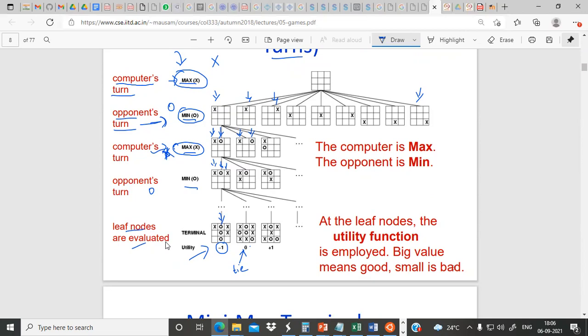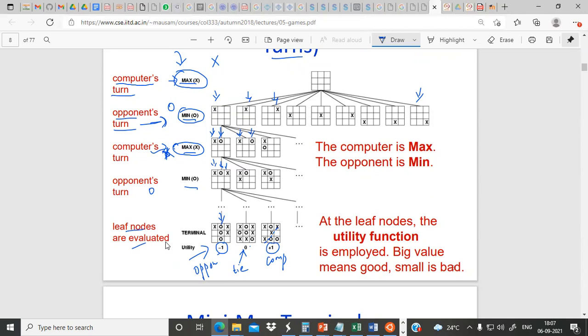Whereas here, if you see, the computer wins. You can see on a diagonal, all X's were there. So this is +1. This is a win by the computer. This is a win by the opponent. So whenever the opponent wins, it is represented as -1. Whenever the computer wins, it is represented as +1.